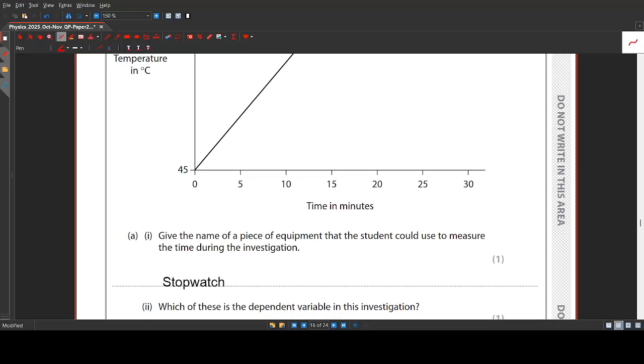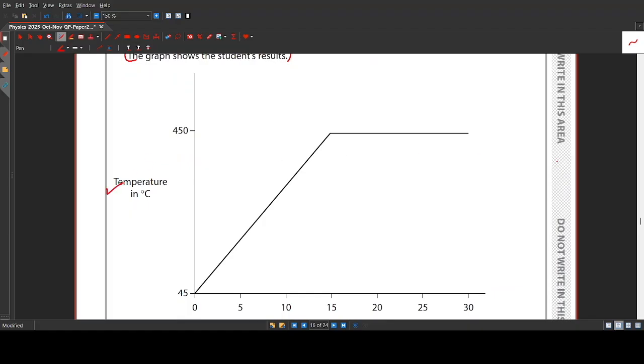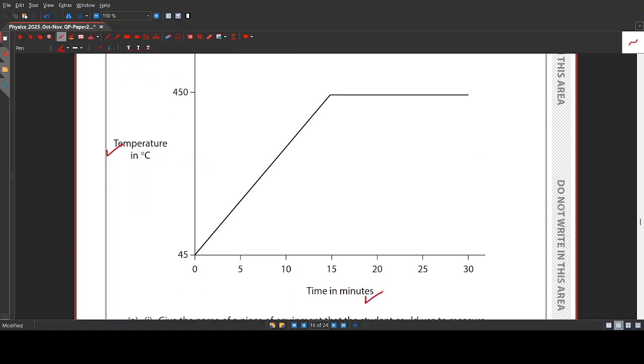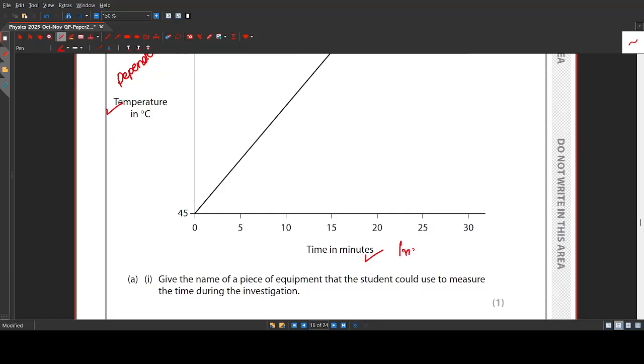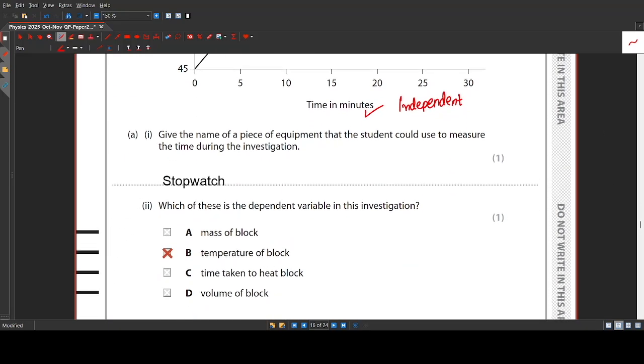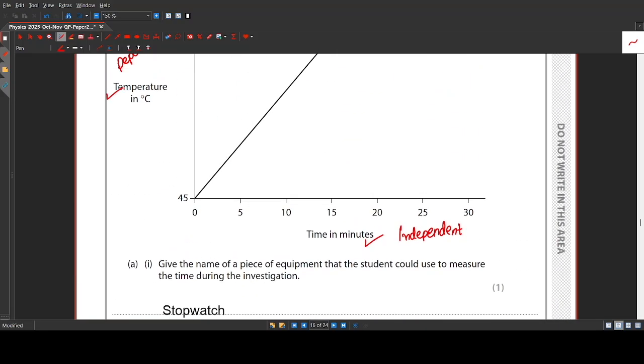All right. Which of these is a dependent variable in this investigation? Okay. So any variable on the y-axis is basically the dependent variable, and any variable on the x-axis is basically the independent variable. Dependent variable is always on the y-axis and independent variable is always on the x-axis. So technically, temperature would be the answer to this question. So we were provided with multiple options, but answering this type of question is really easy because we can easily deduce the answers from the graph.